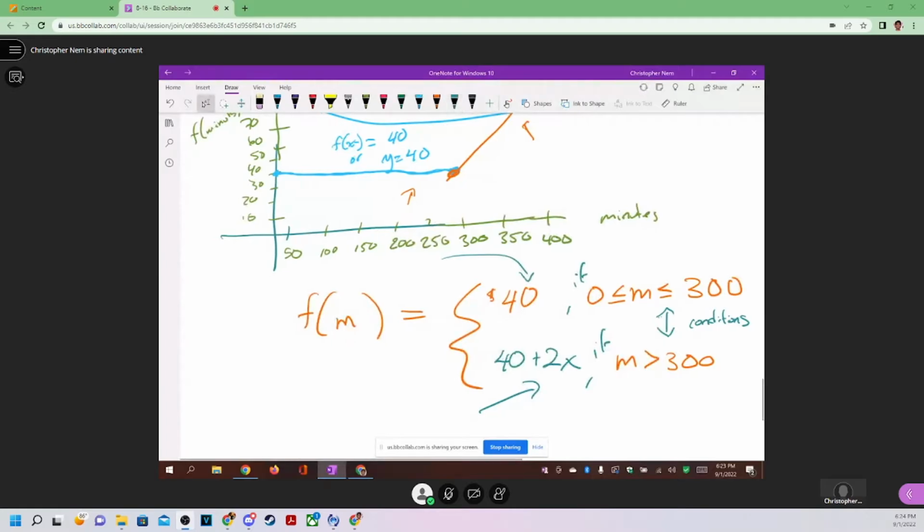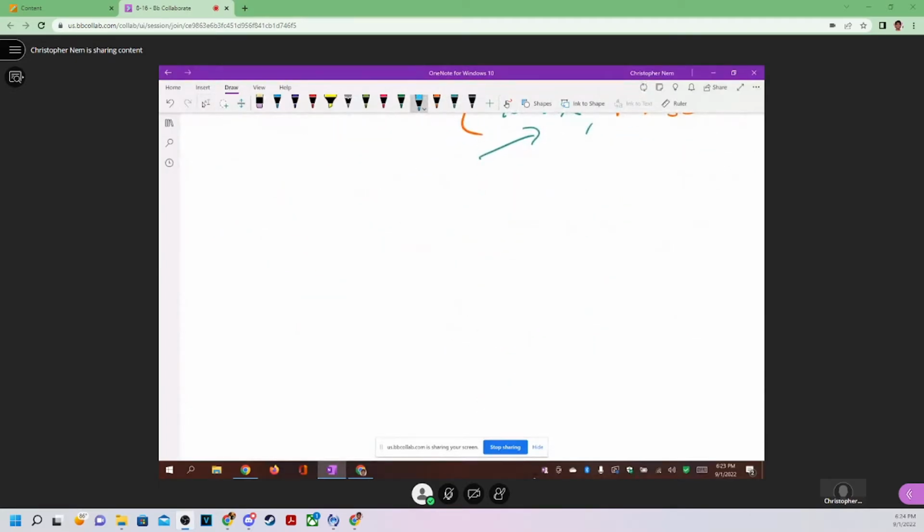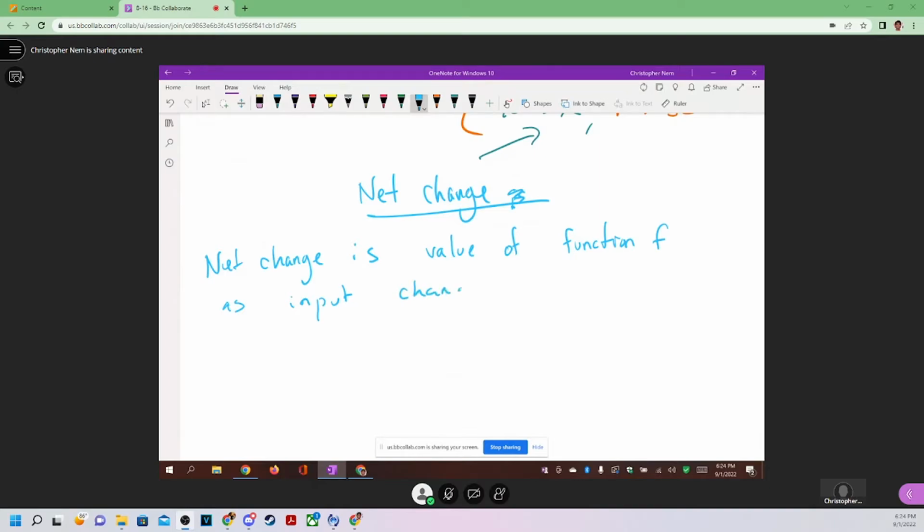Now we go into a very important topic. This is called net change. So net change is the change in the value of function f as input changes from A to B. So the idea is that, hey, what is the change? What is the value of my function, the change in it, if I change from A to B? If I went from banana to, let's say, strawberry in that earlier example, how much is the value changing?